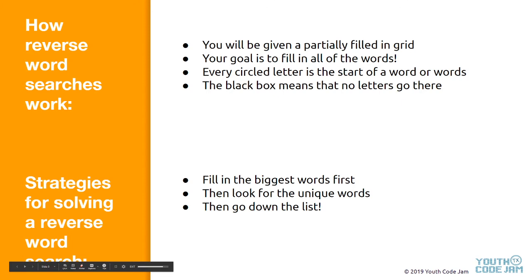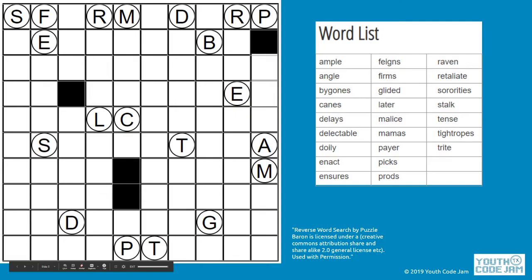And here's my favorite strategy for solving a reverse word search. I like to fill in the biggest words first, then look for the unique words, then just go down the list. You don't have to use this strategy, but if you would like to, that's the strategy that we will be using today as we go through our examples. So let's get started. We have our grid here, and the first thing I like to do, remember, is to look for the really long words.